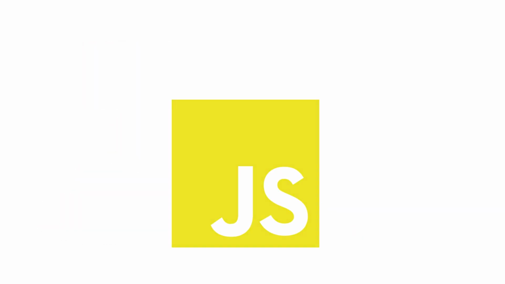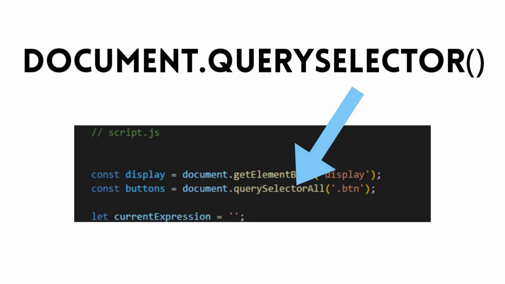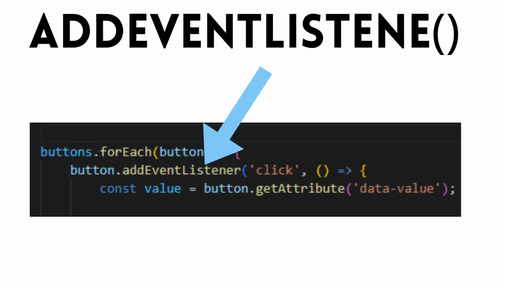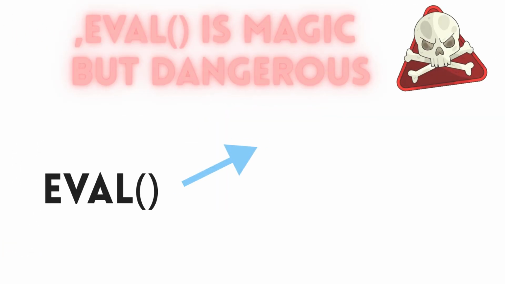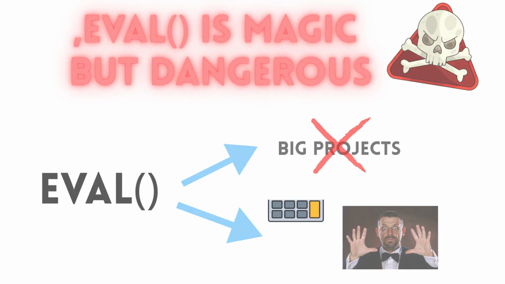Focus with me. Top 3 questions in JavaScript. 1. How do we capture the button? We use document.querySelector. 2. How do we know which button was pressed? We use addEventListener. 3. How do we count? We use eval. Eval isn't a good thing for large projects, but it's magical here.